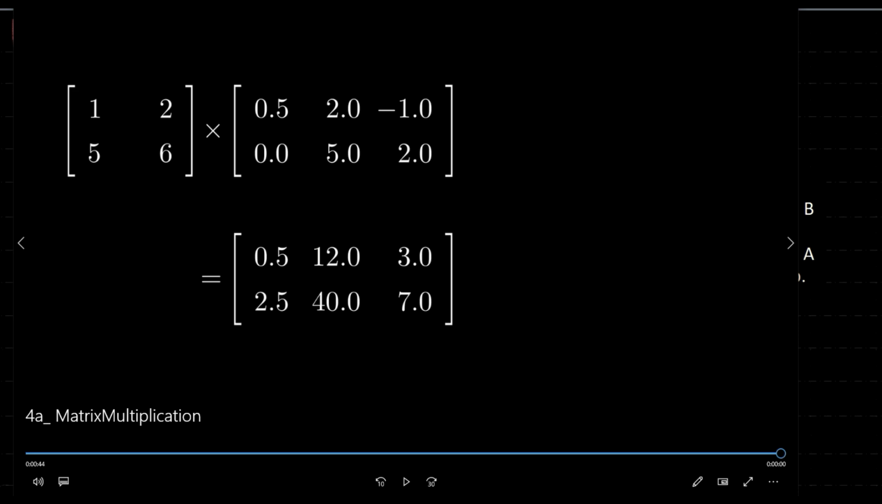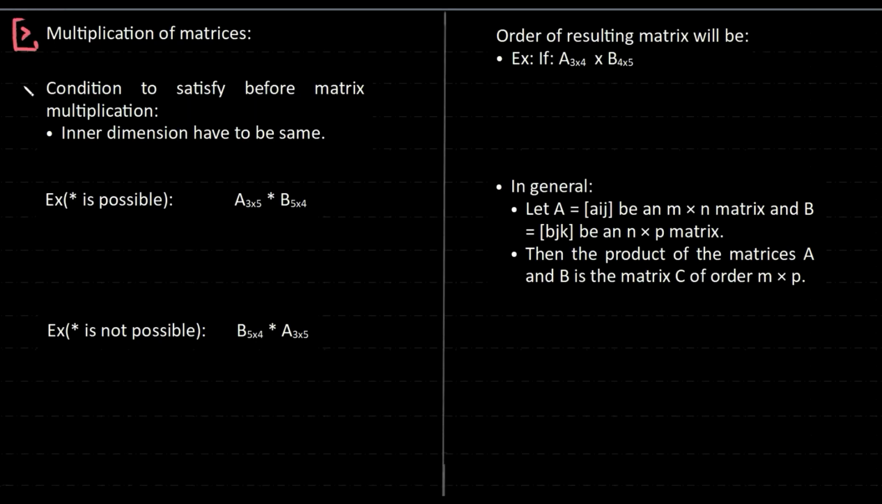Okay. So before we do the actual multiplication, let's answer a few commonsensical questions. What condition needs to be satisfied before multiplying two matrices? The condition is that the inner dimension has to be the same. So the question is, what is the inner dimension? Let's look at an example where the multiplication is possible.